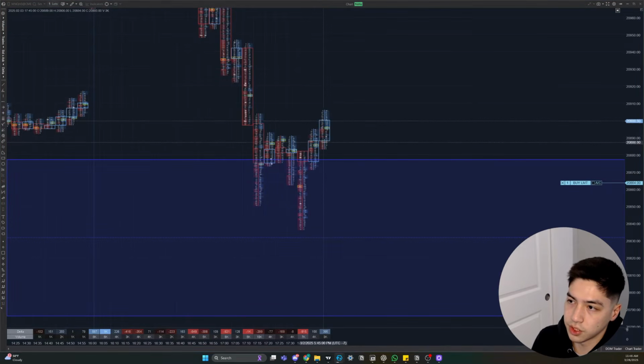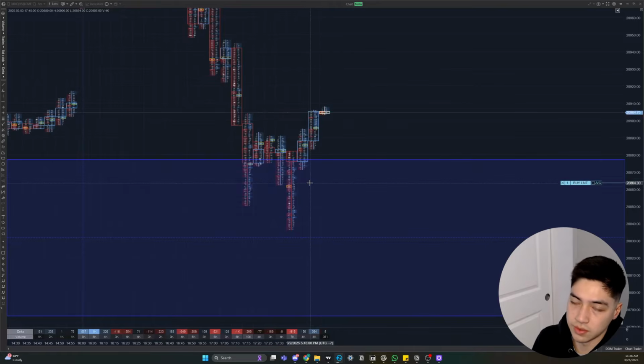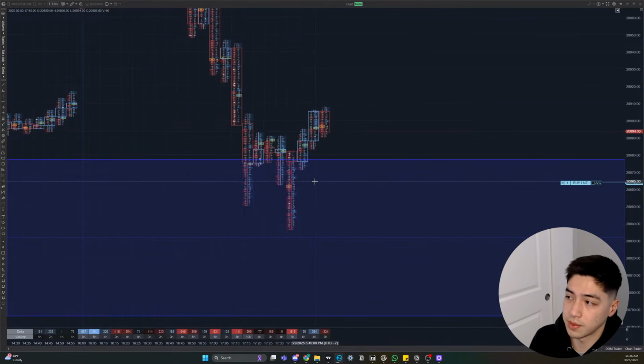So price is pushing up. Don't worry, we don't want to chase this. We want to wait for price to come down and retest this POC. If price wants to move without us, that is fine, but we want to see it come back. We need to be patient. And this is something I struggle with, but you guys might be better at it than I am.